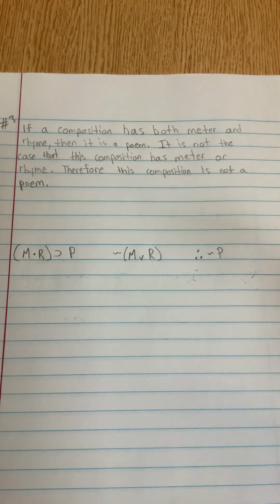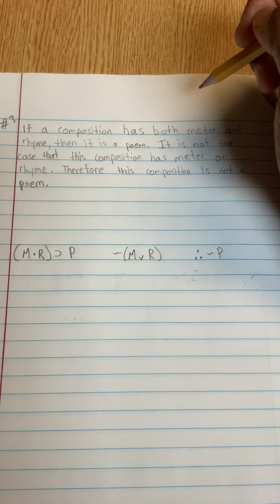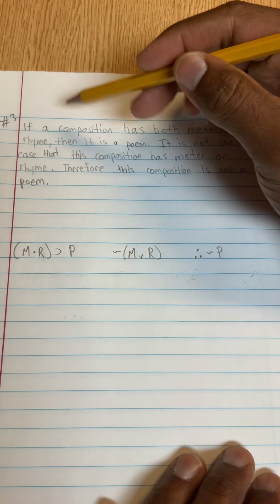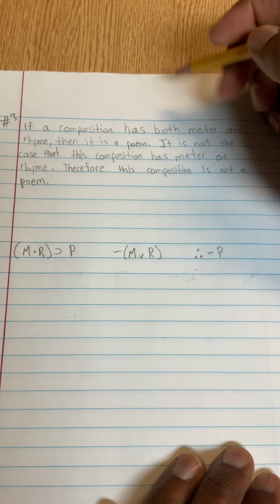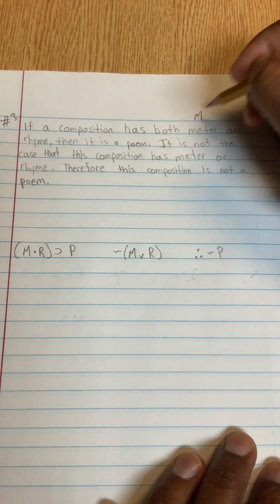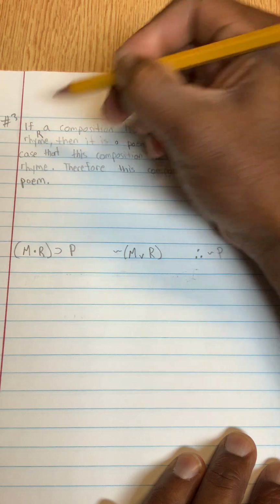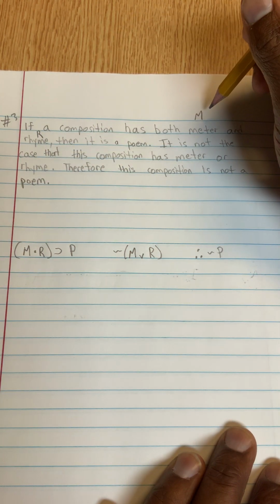And you might have to do some labeling. So if you do need to label, let's just label it real quick. If a composition has both meter, which is M, and rhyme, you might be asking, Mr. Steinbeck, how do you know what to label? Sometimes it's fairly obvious, sometimes it's not.